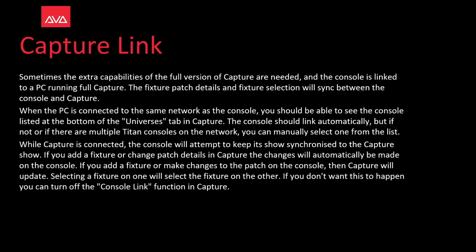While Capture is connected, the console will attempt to keep the show synchronized to the Capture show. If you add a fixture or change patch details in Capture, the changes will automatically be made on the console. If you add a fixture or make changes to the patch on the console, Capture will update. Selecting a fixture on one will select the fixture on the other. If you don't want this to happen, you can turn off the console link function in Capture.